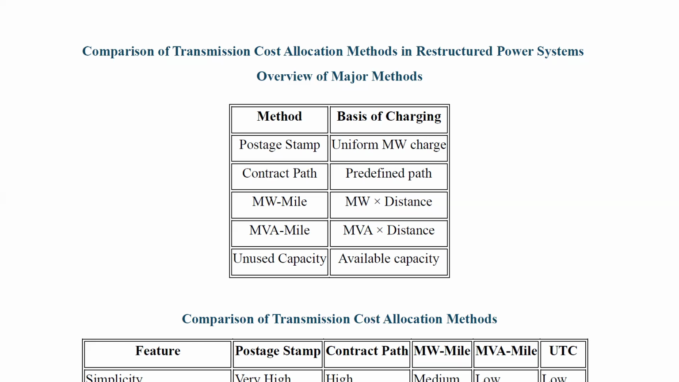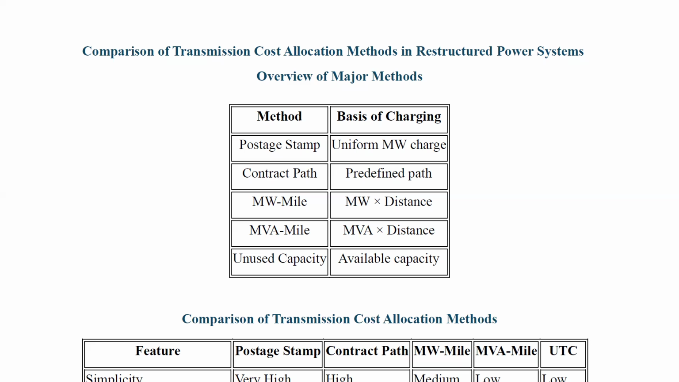The postage stamp method is based on a uniform megawatt charge, irrespective of the distance. If the distance is less or more, the charge will be uniform. Next is the contracted path method, where the power has to follow a predefined path, traveling through certain contracted buses. Based on that, the charges will be done.